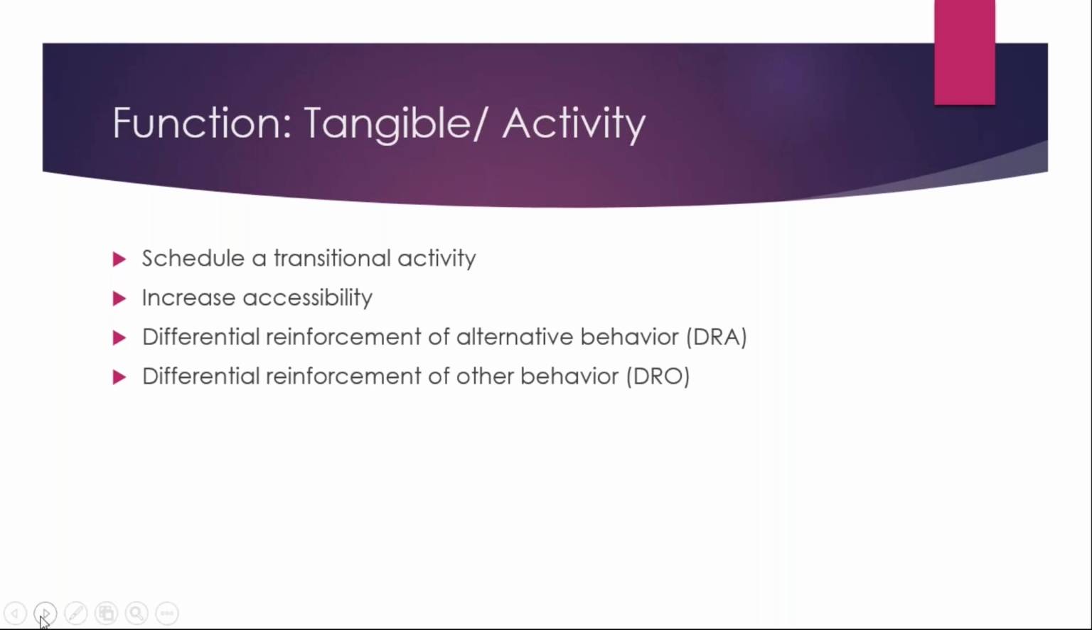When we talk about the DRO, it's us providing the desired item or activity when the problem behavior has not occurred for a specific period of time. So let's say during recess time, that child has not pushed another child on a slide within 5 minutes. You want to go ahead and provide them with some attention or an activity or something that they like because they have not engaged in that behavior.